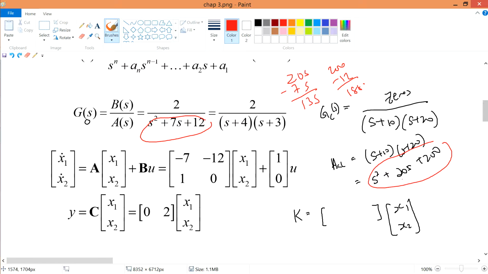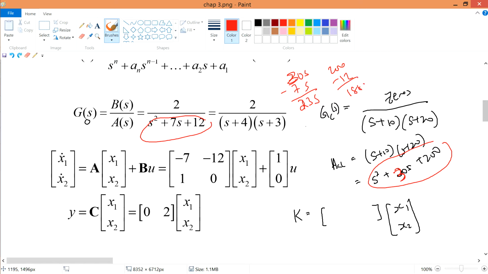Is it 20? No, this is 30. Sorry, this should be 30. My fault. All right, so 30 minus 7 is 23. So the difference between your open loop poles and your closed loop poles is 23s and 188.